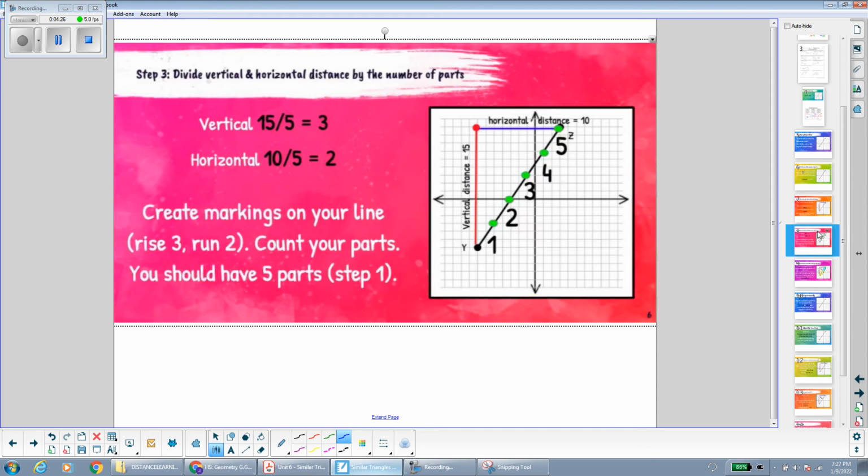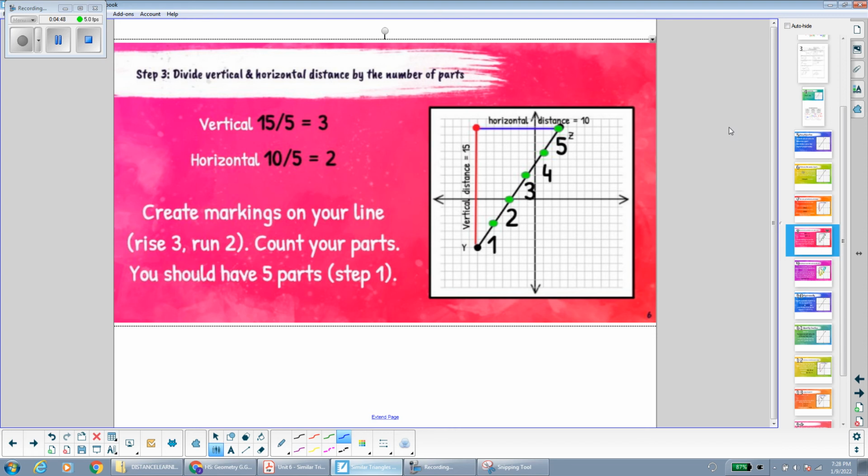Step number 3 is to take that change in X and the change in Y that we just found in the last slide and divide by the number of parts that we're dividing the line segment into. In slide number 1, we determined that since we're splitting in a 3 to 2 ratio, that's 5 parts in total, 3 plus 2, that we're dividing the line segment into.